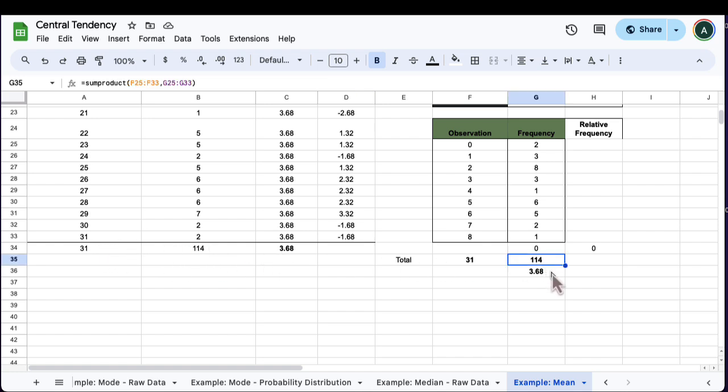There was this other version where we took a SUMPRODUCT. We took the observations and multiplied them by their frequency and added up. But now we're going to do this special way that is going to be so impactful.